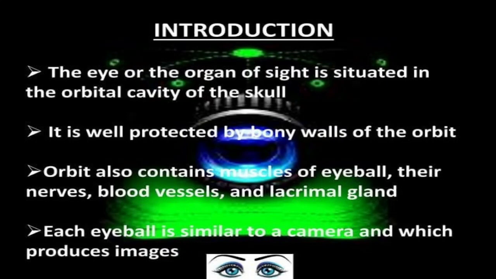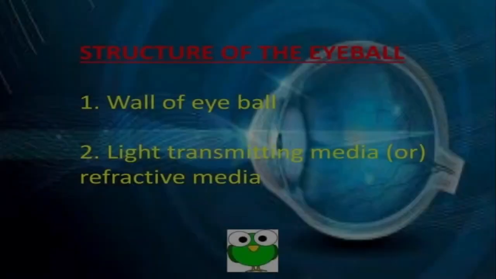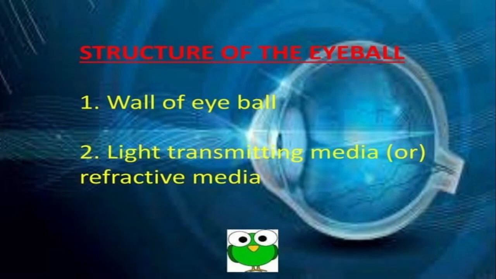So let's dive in and explore the fascinating world of eye anatomy. The human eye is a complex and remarkable structure that allows us to see the world around us. Let's take a closer look at the different parts that make up the eye. Our first one is the wall of the eye. The second one is light transmitting media, or refractive media.